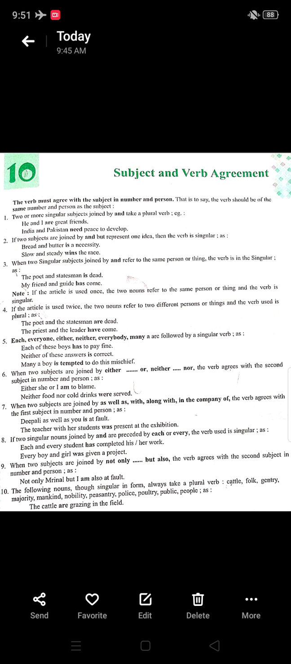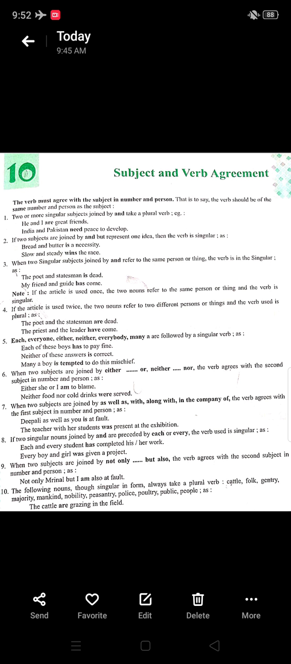Sixth rule states that when two subjects are joined by either or, neither nor, the verb agrees with the second subject. Always remember, if both the subjects are joined by either or neither nor, then I have to look at the second subject. With that second subject, whatever number or person it is, the verb is used according to it. Like either she or I am to blame.